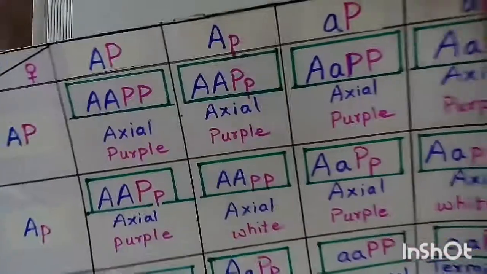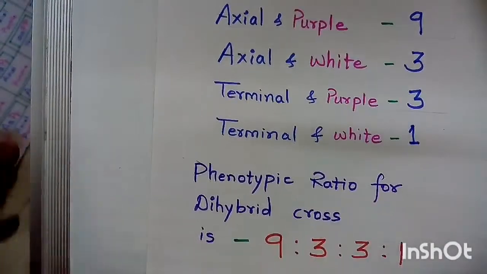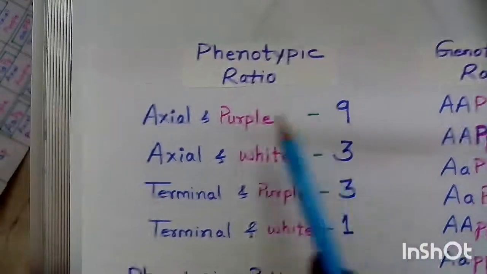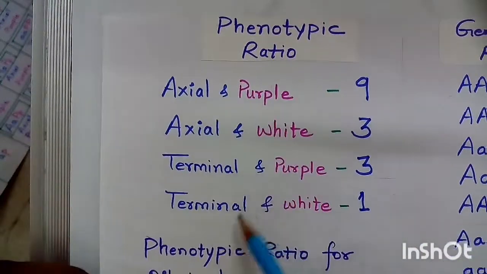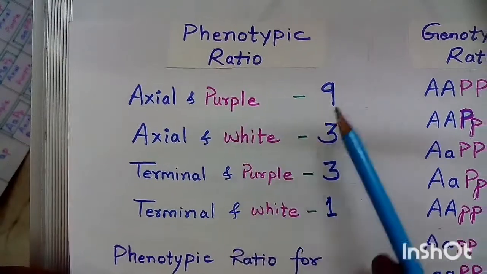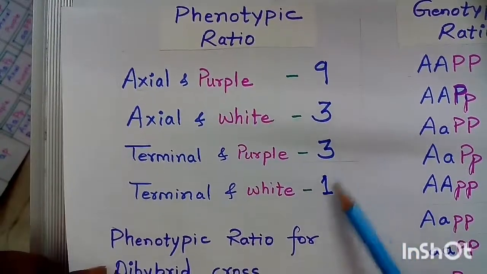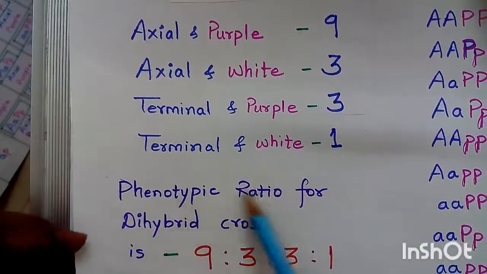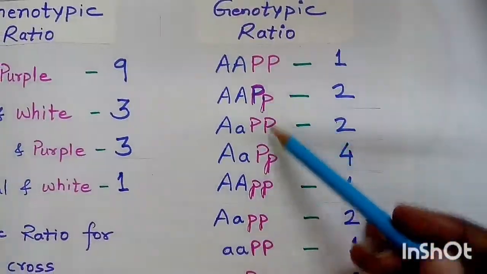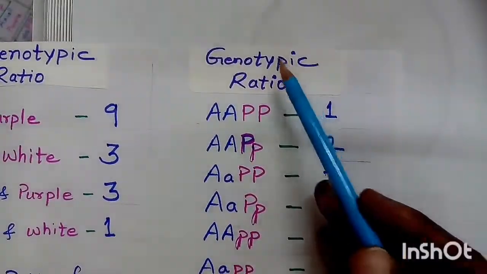Now once you complete the table, the next thing is we have to write down the phenotypic ratio and the genotypic ratio. Phenotypic ratio is the external appearance of the plants. We get 4 different types of progenies, and their number is 9:3:3:1. Now this forms the phenotypic ratio for dihybrid cross. And all these different types of genotypes form the genotypic ratio. So this is how the dihybrid cross is calculated. Thank you.